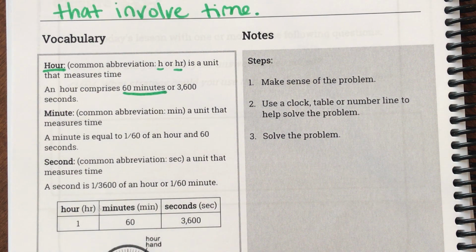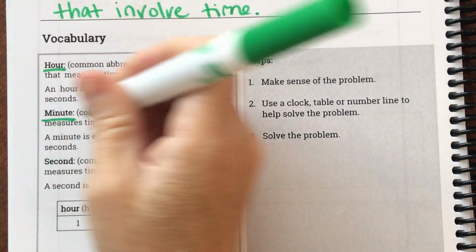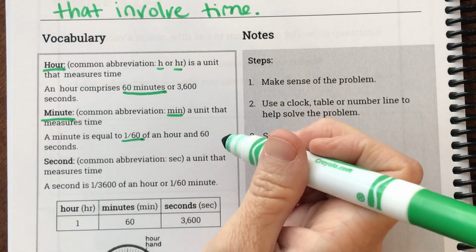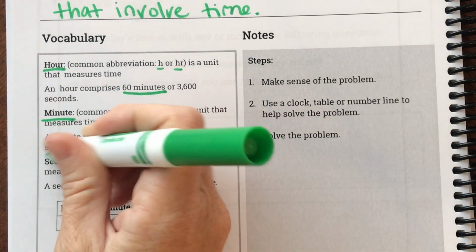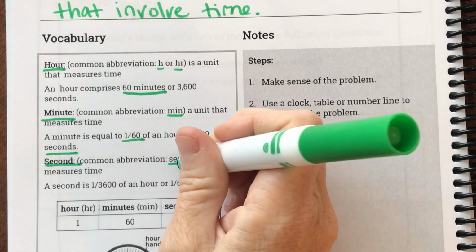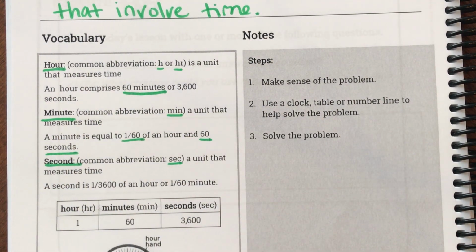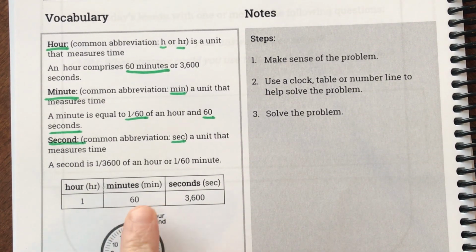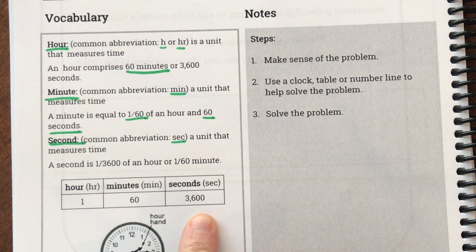Okay, then we have yours, Luke. We have minute, which is MIN, abbreviation. And a minute is equal to 1/60th of an hour and 60 seconds. And then we have a second, which is abbreviated sec, and it is the smallest measurement of time we have. And then they kind of gave us a table here to look at. 1 hour is 60 minutes, and 60 minutes is 3,600 seconds. And then they kind of showed us a picture.